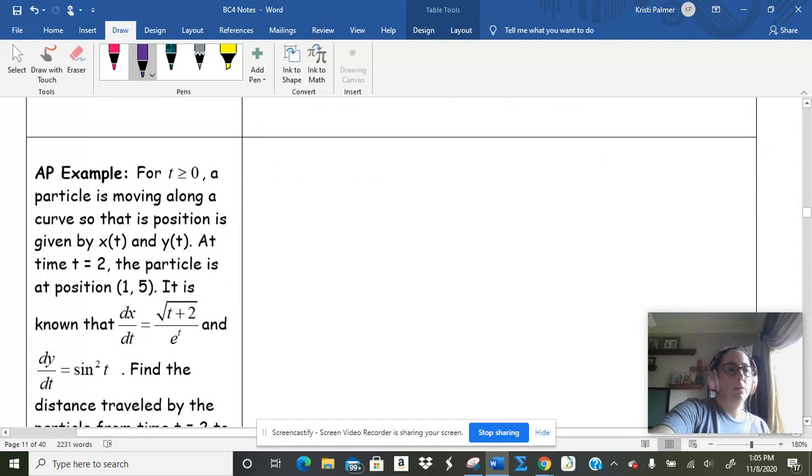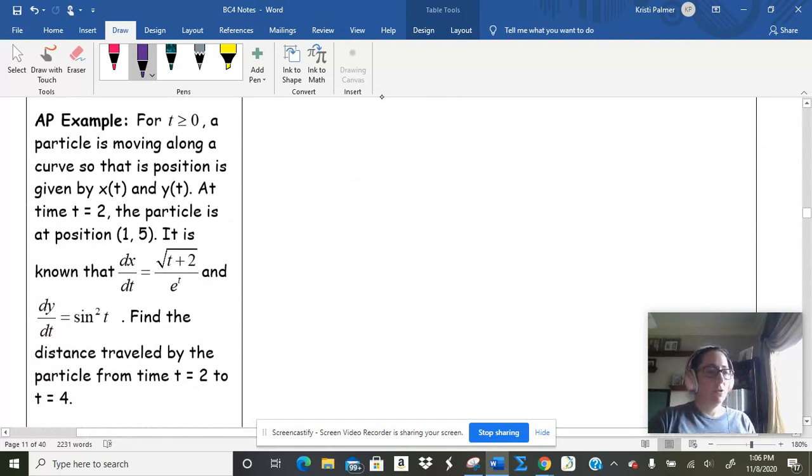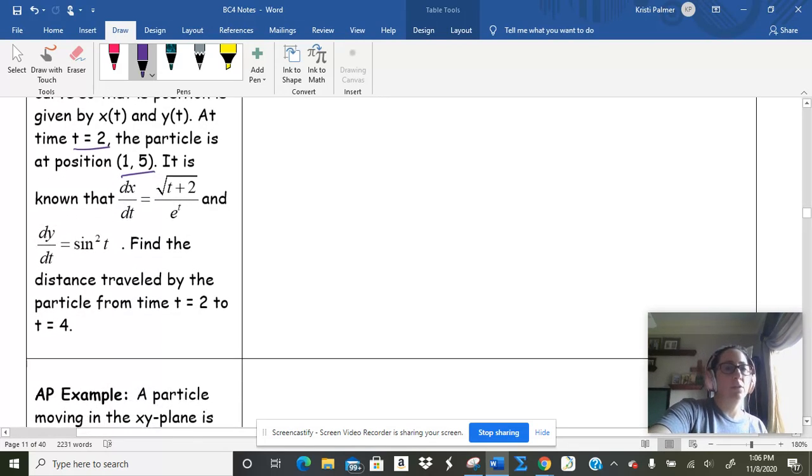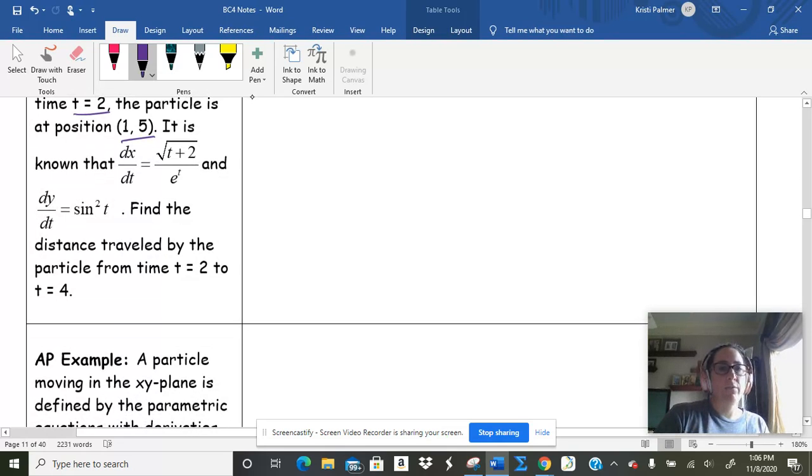So let's try this AP example. It says that we have the position. It gives me a point at 2. Oh, look, we've done this equation over and over. There's the derivatives. But it says find the distance traveled from t equals 2 to t equals 4. And I think I forgot to write this. This is a calculator active.